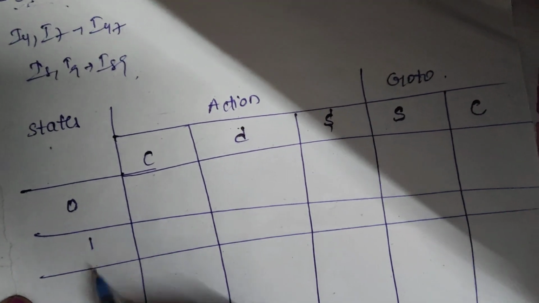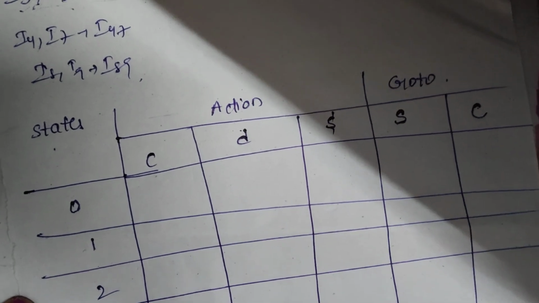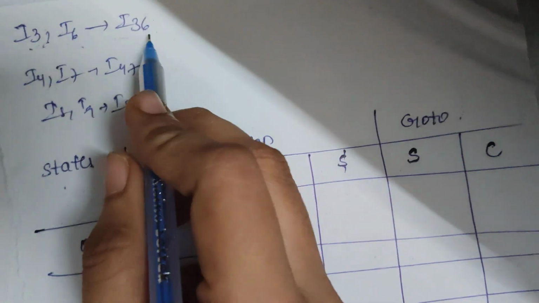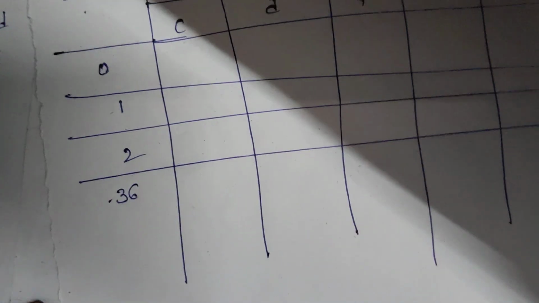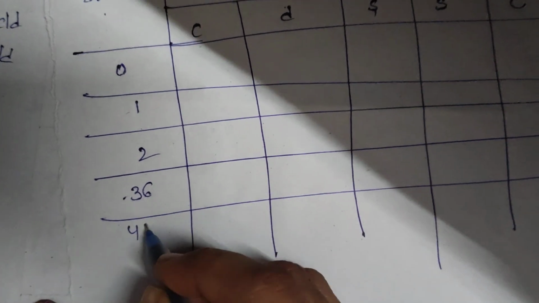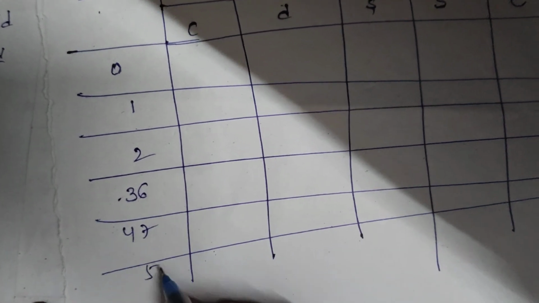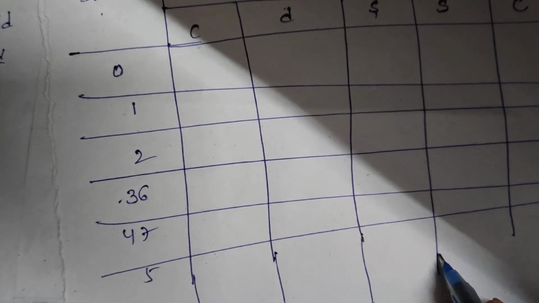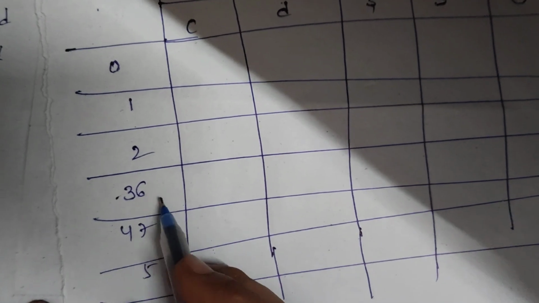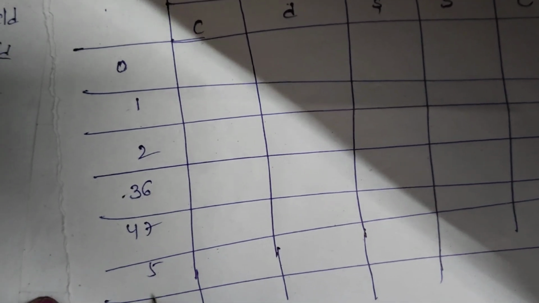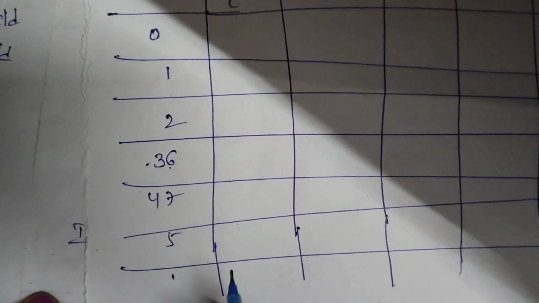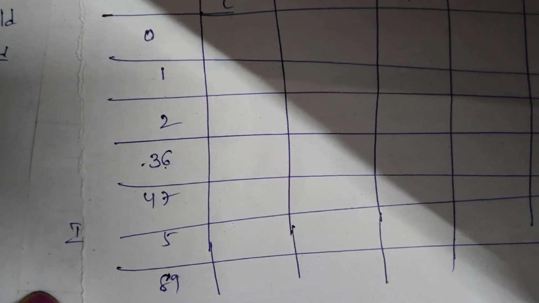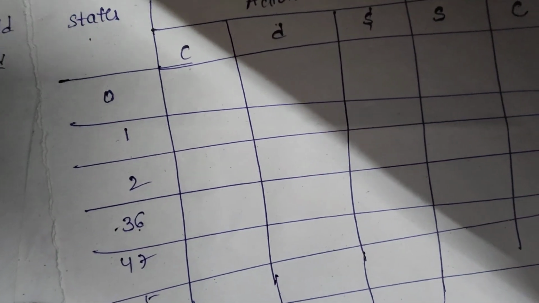So 1, after 2, next 3. With 3 what combination do we have? 6. You need to write 3 and 6. With 4 we have 7. With 5 we don't have anything. 6 already wrote, 7 already wrote, 8 and 9. So this is the table structure you need to construct.